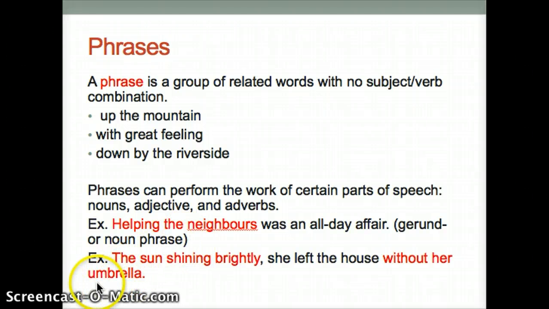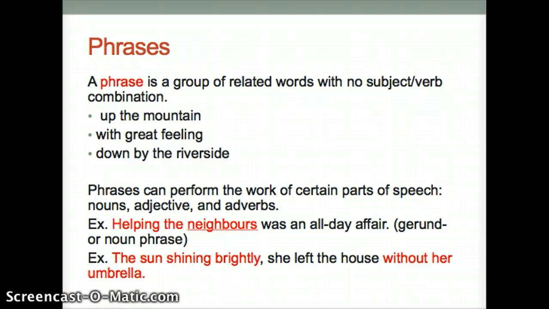And then second example, the sun shining brightly, she left the house without her umbrella. So we have two phrases here, the sun shining brightly and without her umbrella. But they cannot stand on their own. They need a subject, verb, clause to be attached to. So this is sort of an example of how we make more complex sentences by adding phrases and clauses together and building our sentences in component parts.